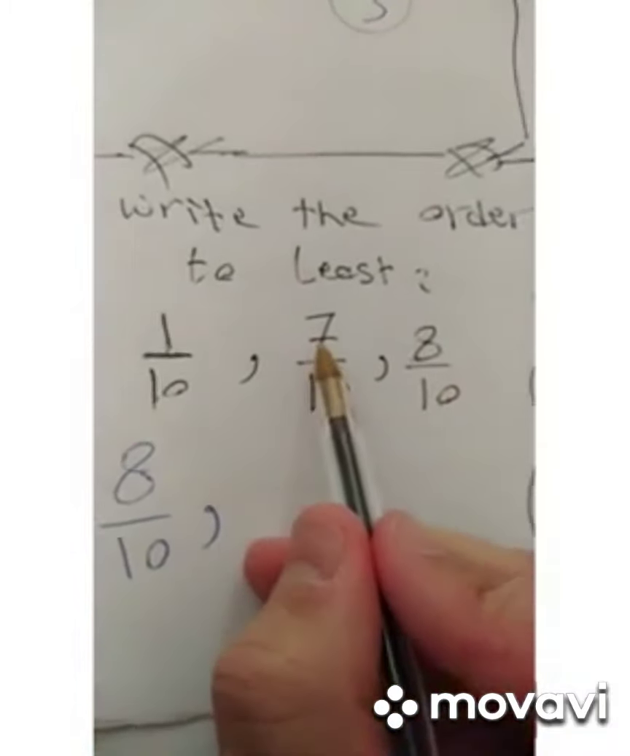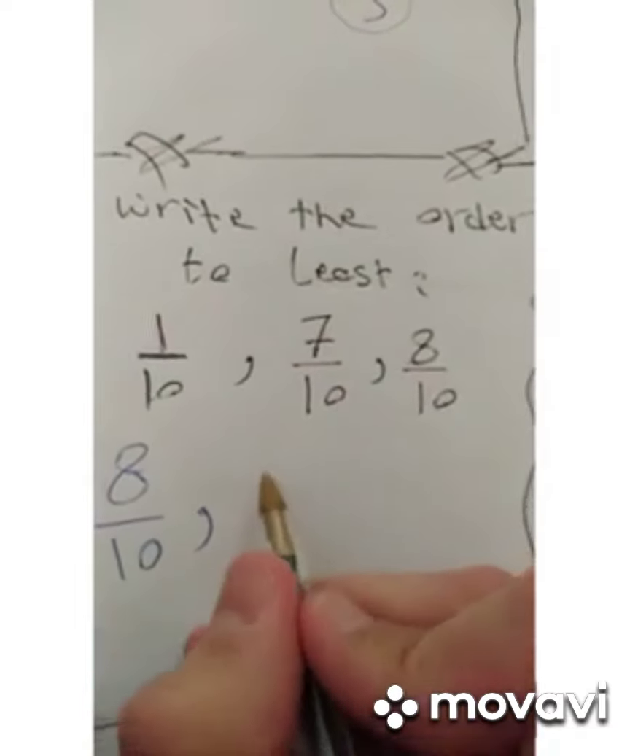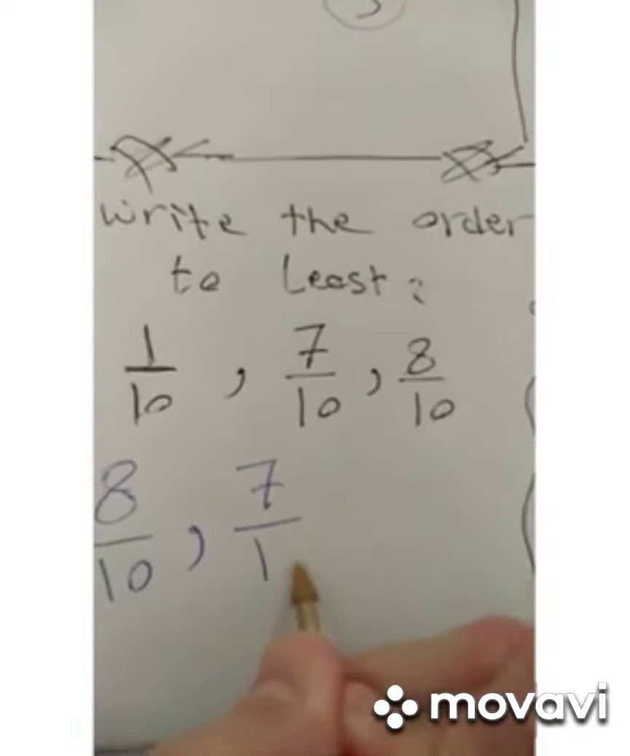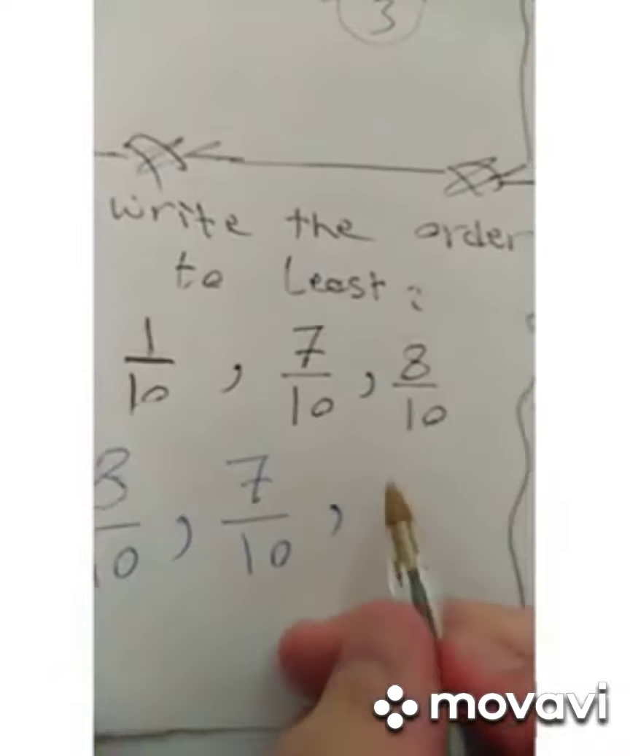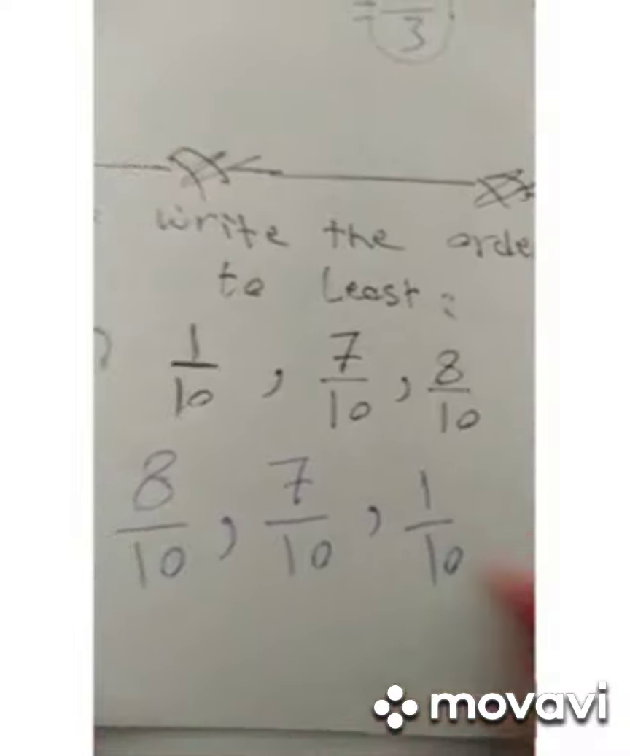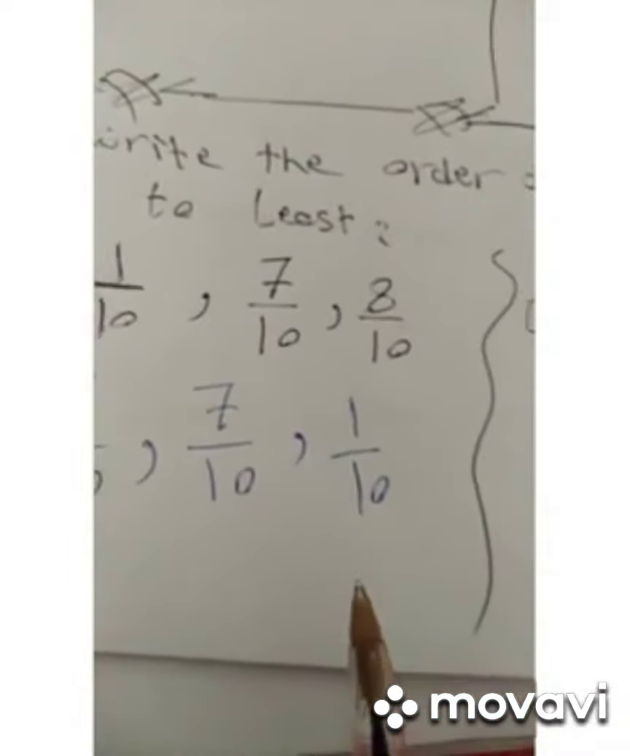Then what? 7 is greater than 1 or 1 is greater than 7? No, 7 is greater than 1. Then we write 7/10. What else? Yes, 1/10. So we arranged them from the greatest to least. Okay?